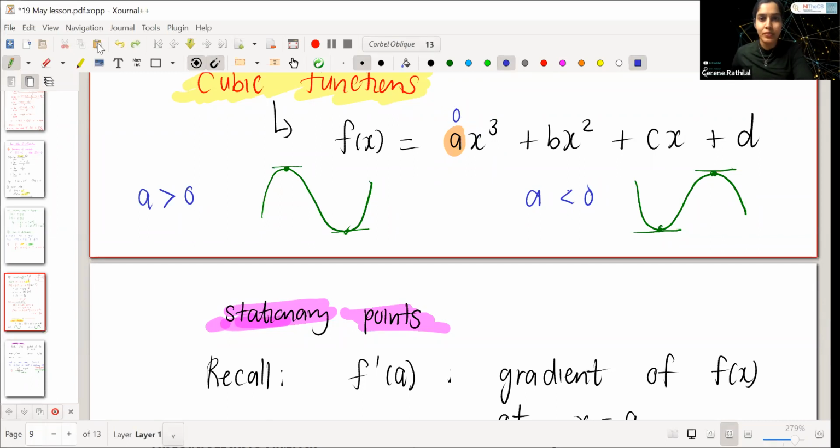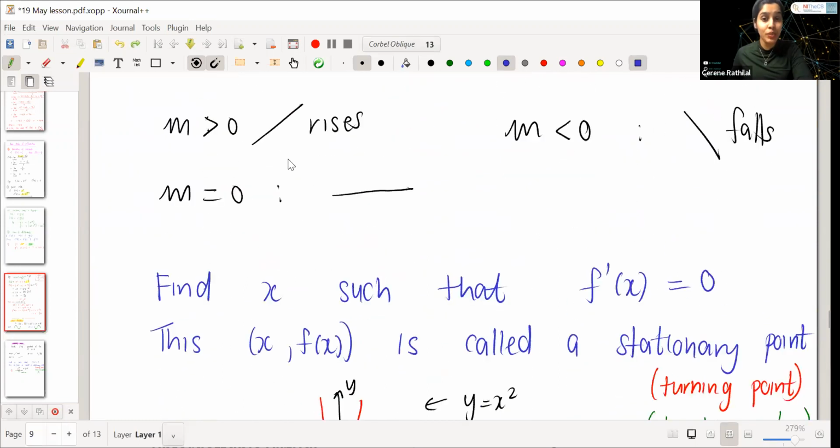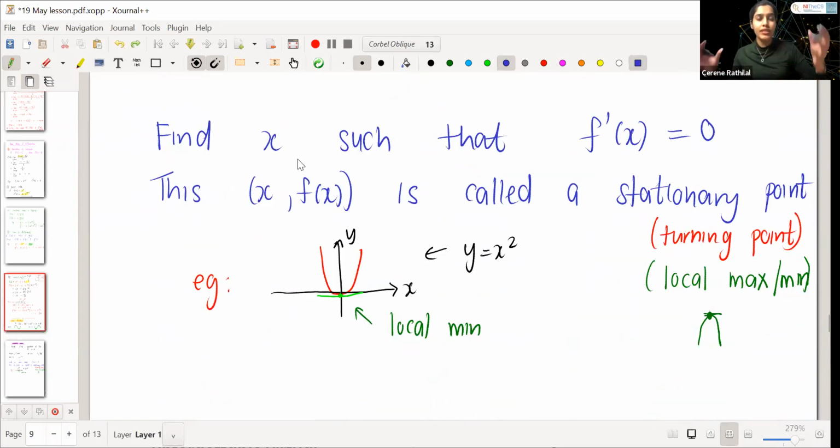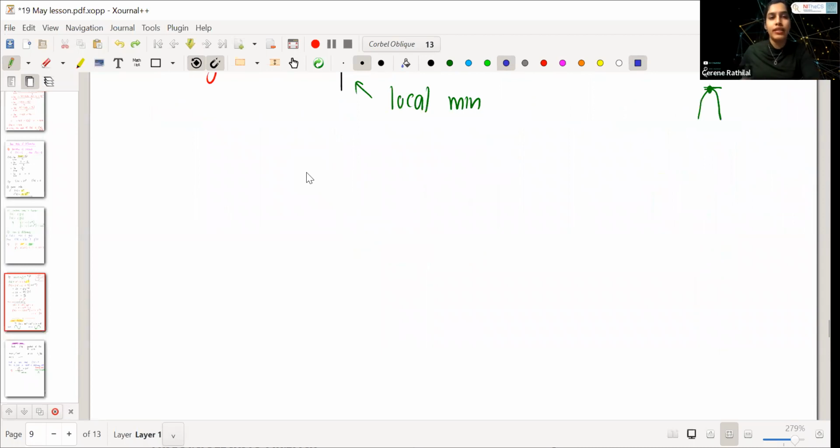Okay. So let me remove that. Let's go back. So that was stationary points. Slowly, all of this is going to lead to us eventually drawing a cubic function for ourselves, but I'm building on all of the theory that you need to know, right? So the second bit of the theory that we need to cover is concavity.